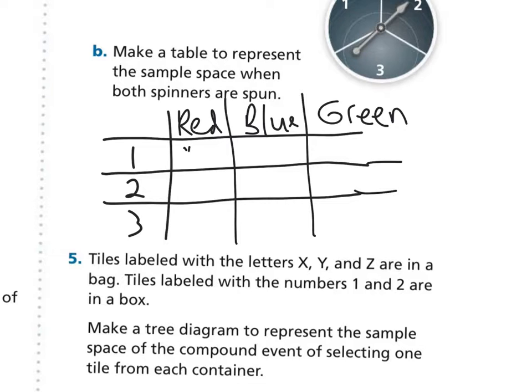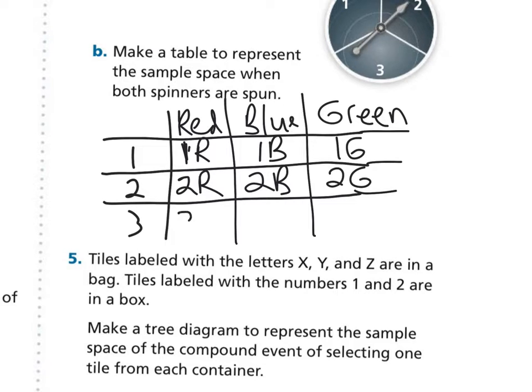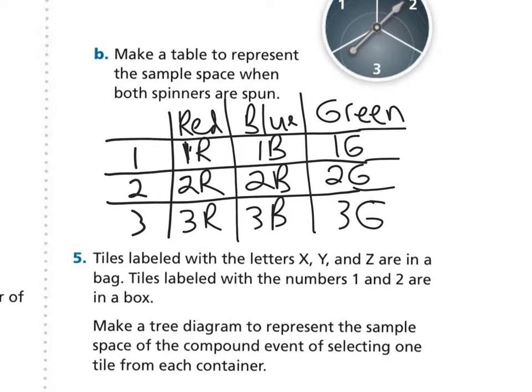So this top corner here starting out, we'd have 1R, 1B, 1G. Again, we can abbreviate because the colors have different letters they start with, and we've already mentioned them on our table. Okay, second row we would have 2R, 2B, 2G, good, and the last row 3R, 3B, and 3G, good. And if we look at this, we do have 9 possibilities there, which matches up with our answer for part A, so that should be good.